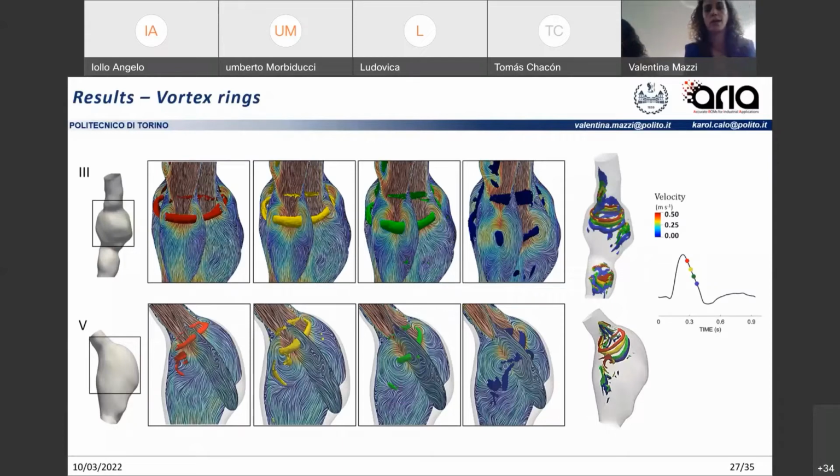Here we show the extraction of the vortex ring at different time steps along the cardiac cycle in order to reconstruct the dynamics of the vortex ring.